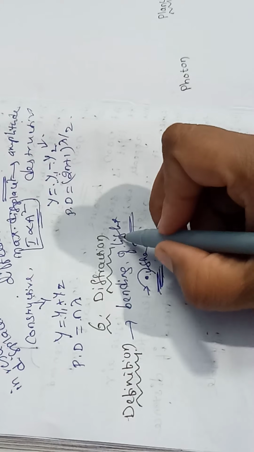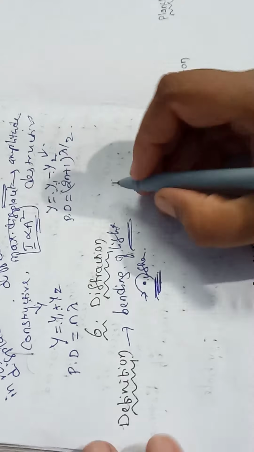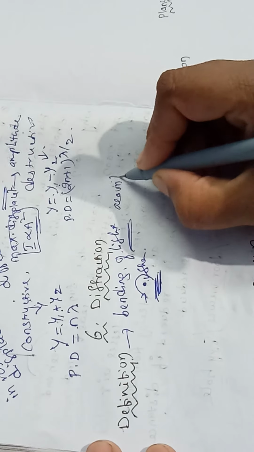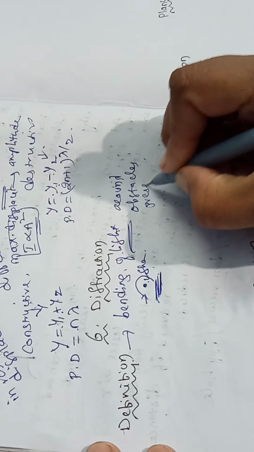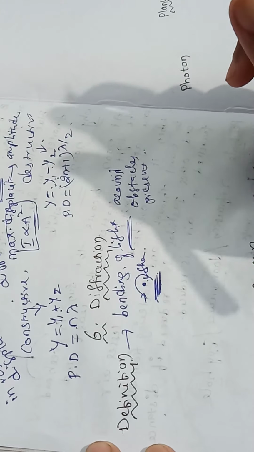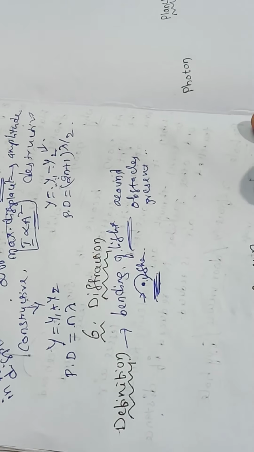So that bending of the light around the obstacles present, we call it diffraction. Right? Now next, polarization.